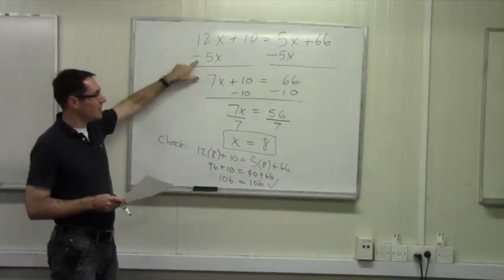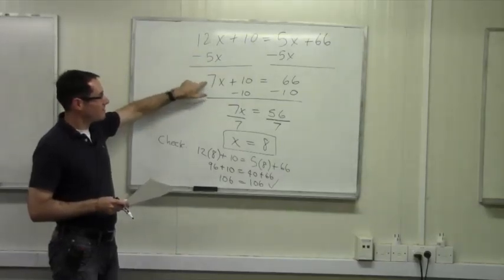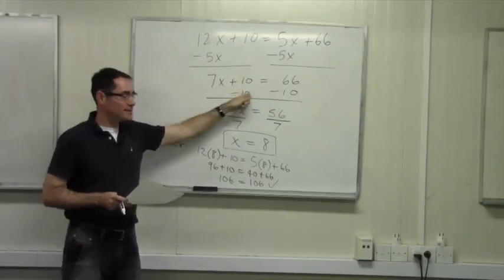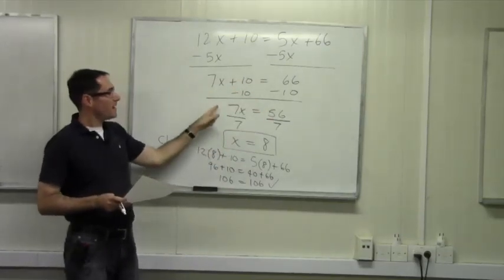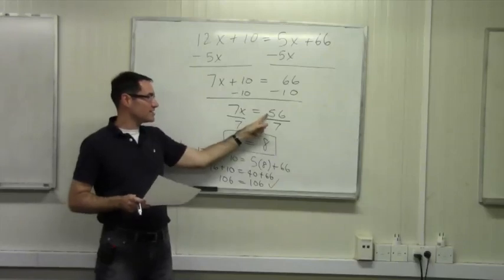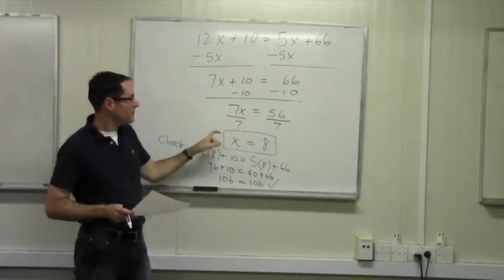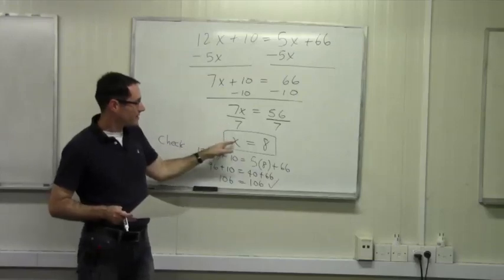Subtracted 5x on both sides. Ended up getting 7x plus 10 equals 66. Getting rid of the 10, subtracted 10 from both sides. And then ended up with 7x equals 56. Because I need to get rid of the 7, I divide both sides by 7. Ends up with x equal to 8.